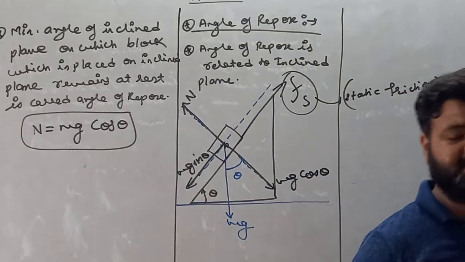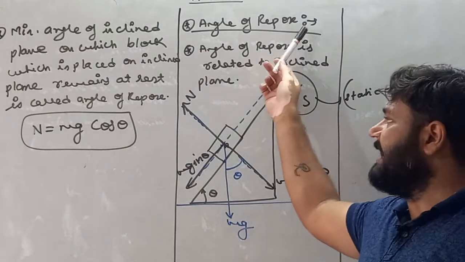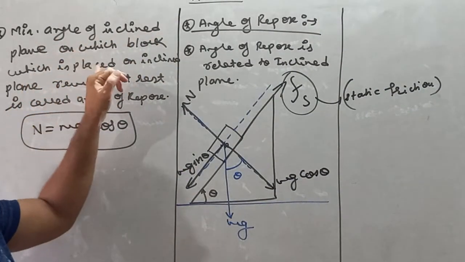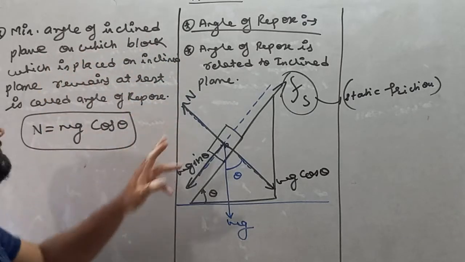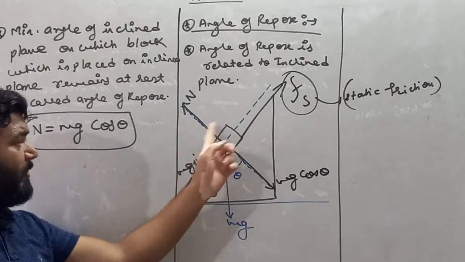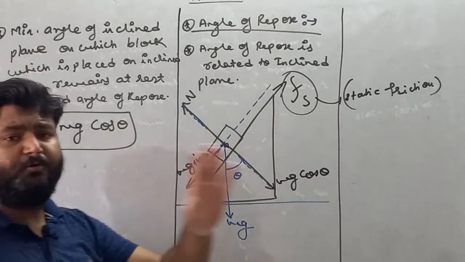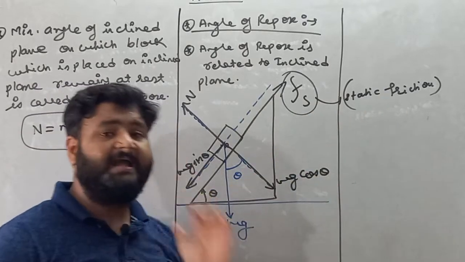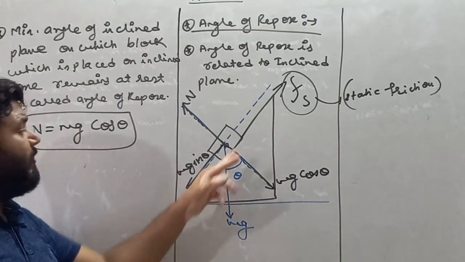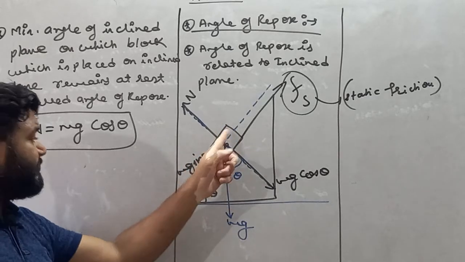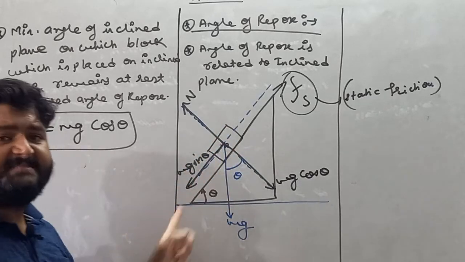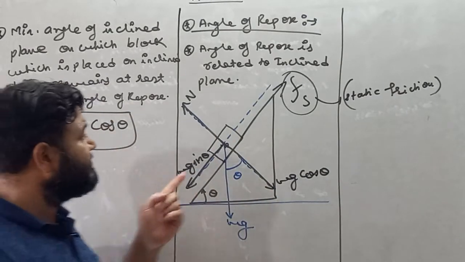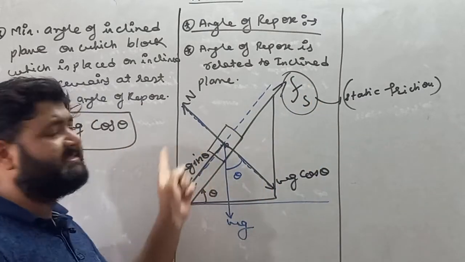You have to understand this thing, because we are talking about angle of repose, and angle of repose is the minimum angle of the inclined plane on which the block remains at rest. If the block is in motion, then there is no need to apply static friction. But see, angle of repose means this angle on which the block remains at rest. So if mg sin theta is acting in this direction and you want the block to remain at rest, then there must be a force in the opposite direction to counter this mg sin theta.